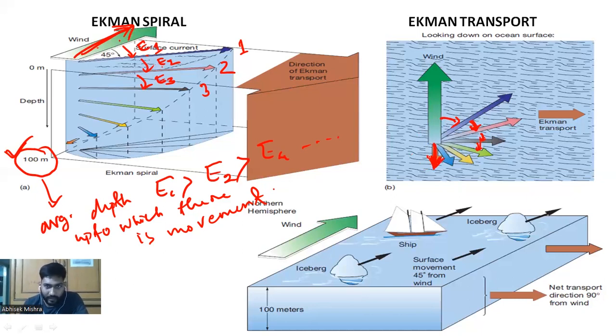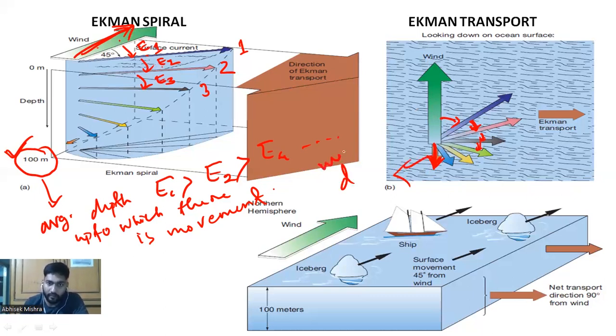At this depth, when the direction of motion of the water layer is opposite to the driving factor, which is the wind, after that depth there is no motion. After that depth, there is no motion. That means this is the deepest layer which is set in motion.